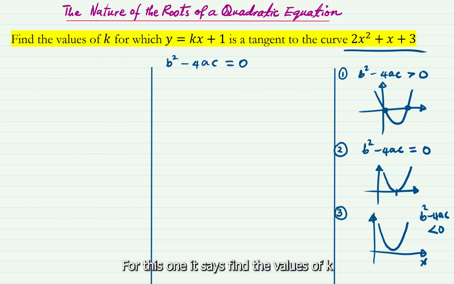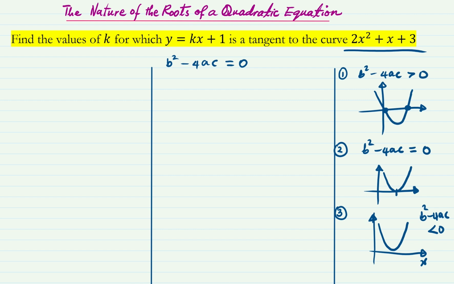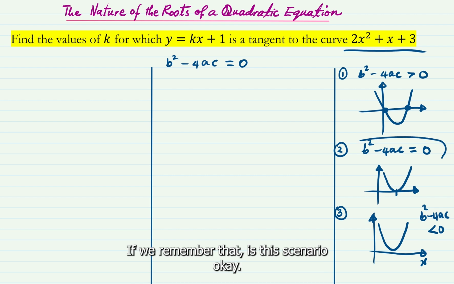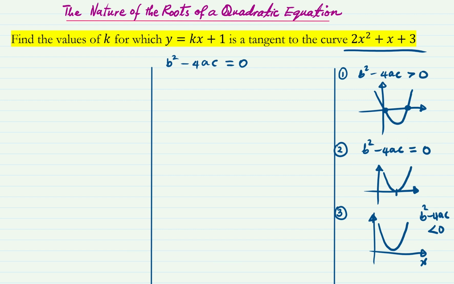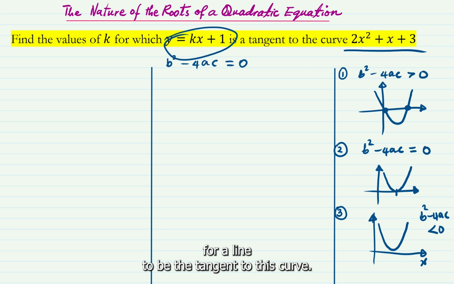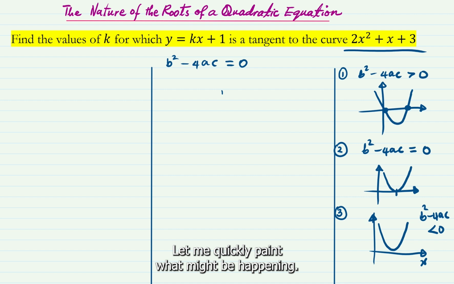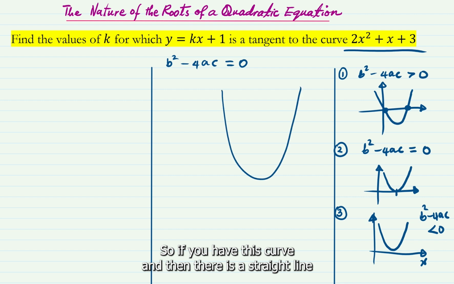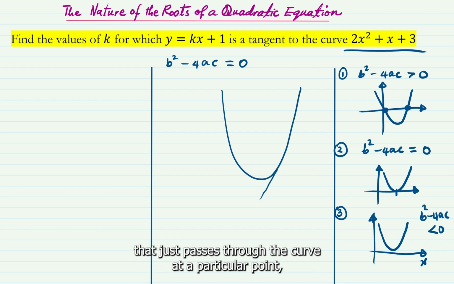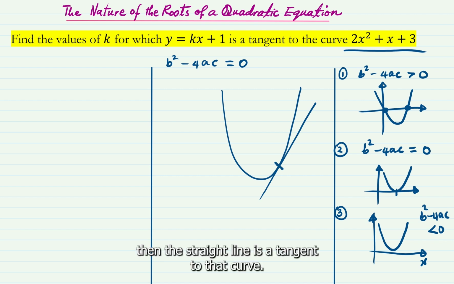For this one, it says find the values of k for which y equals kx plus 1 is a tangent to that curve. If we remember, that is this scenario. The discriminant, b squared minus 4ac, has to be equal to 0 for a line to be the tangent to this curve. Let me quickly paint what might be happening. So if you have this curve, and then there is a straight line that just passes through the curve at a particular point, then that straight line is a tangent to that curve.